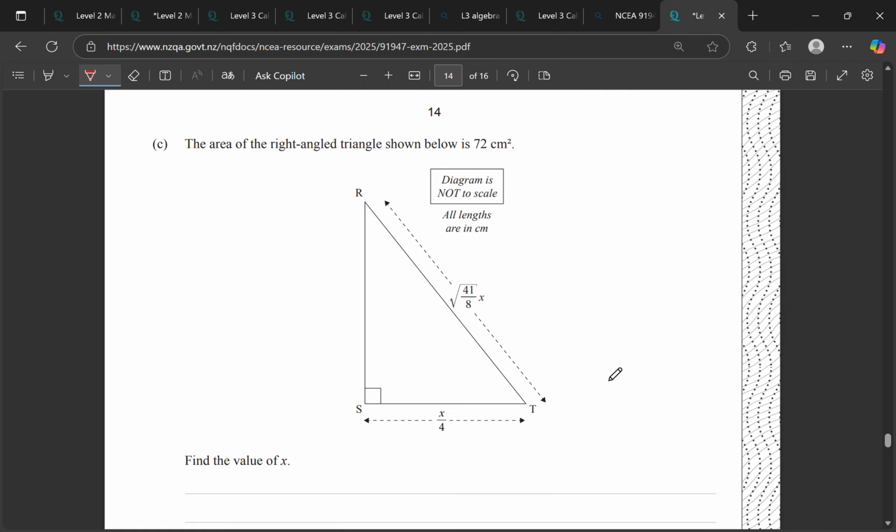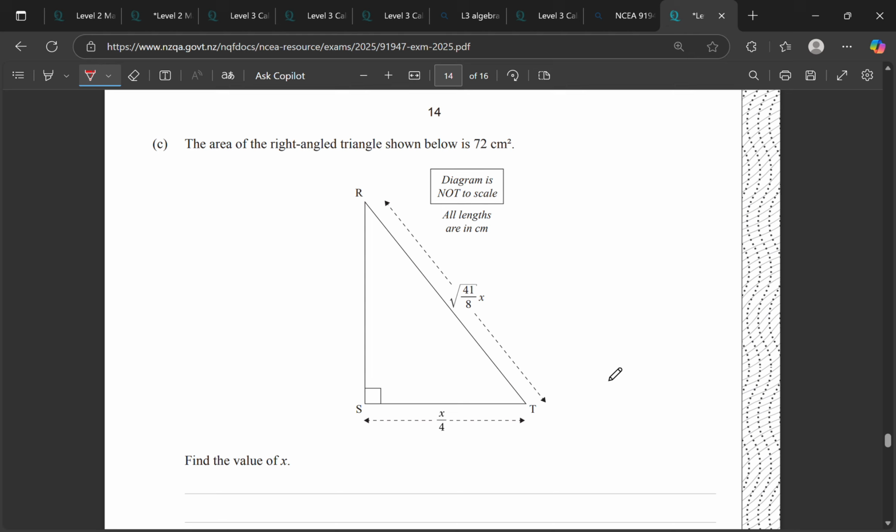Okay, question C. Is this the last question? Yeah, I believe so. This is the last question of question 3. Right, good. The area of the right angled triangle shown below is 72 centimeters squared. Find the value of x.